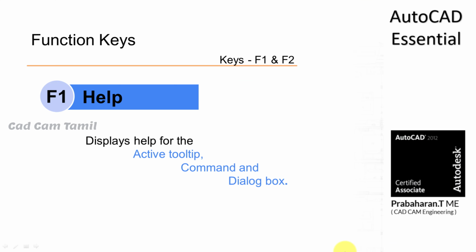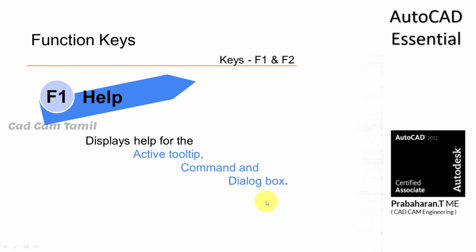Generally, this function key F1 we are going to utilize in 4 ways. One is for the active tooltip, another one is for the active command, another one is for the active toolbox. Then if you press F1, the help dialog box will open. You will get whatever help you need.